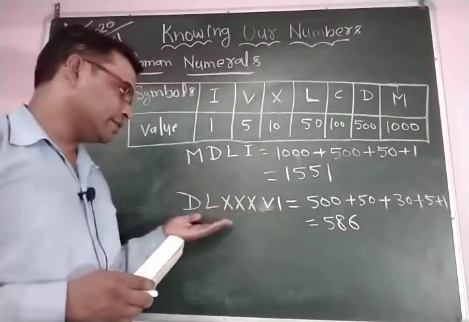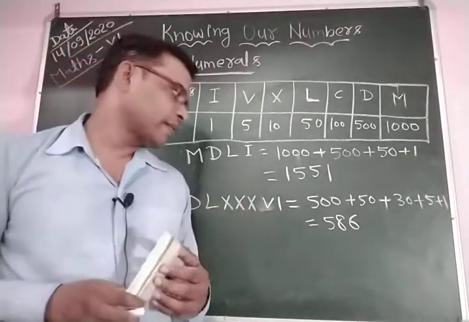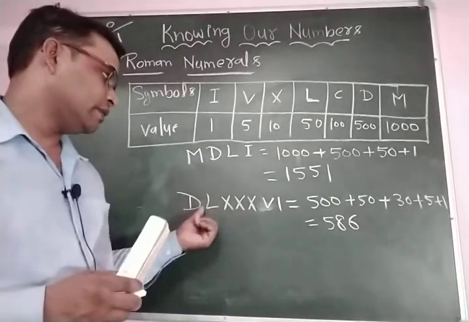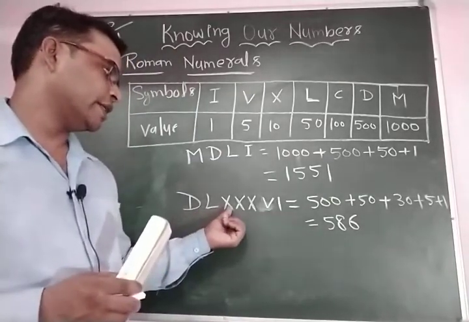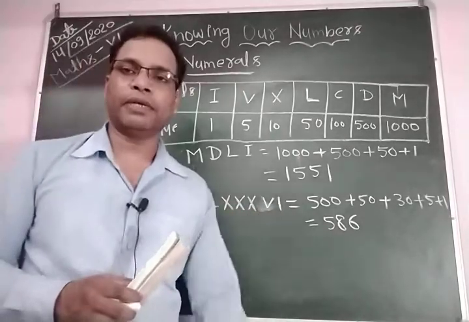And here also you can see DL XXX VI. This is a decreasing order. Okay, you can see decreasing order. In decreasing order, we can add all the values. Okay, 500 plus 50 plus 10 plus 10 plus 10 plus 5 plus 1. In this way, you obtain 586.